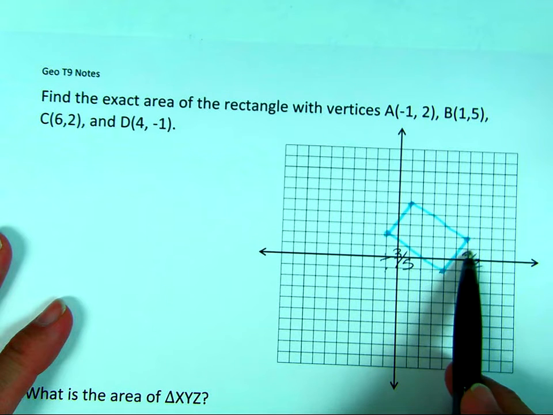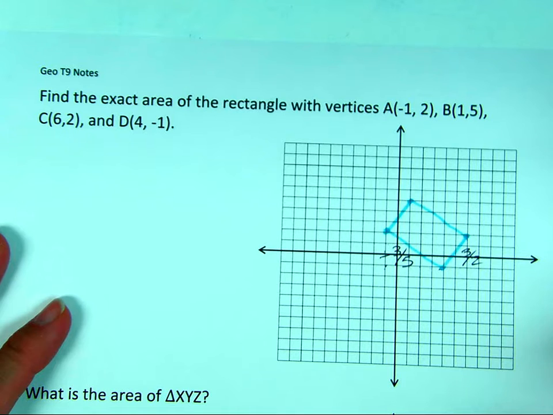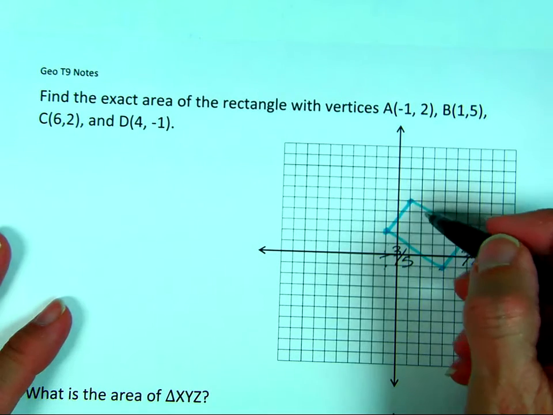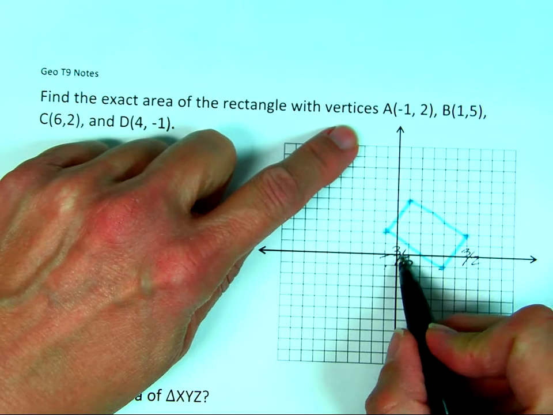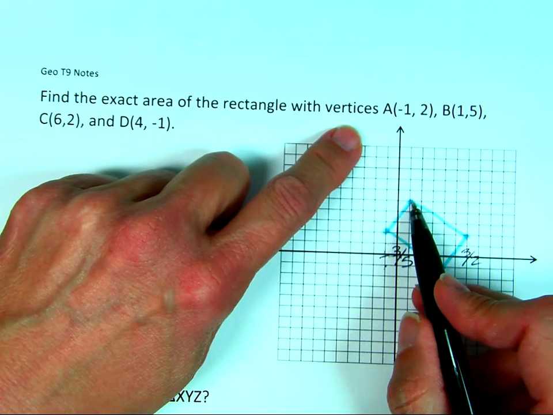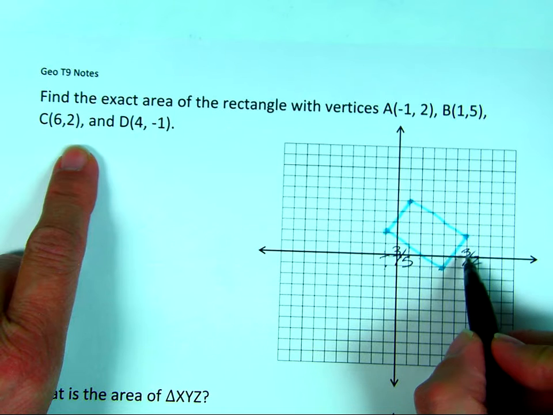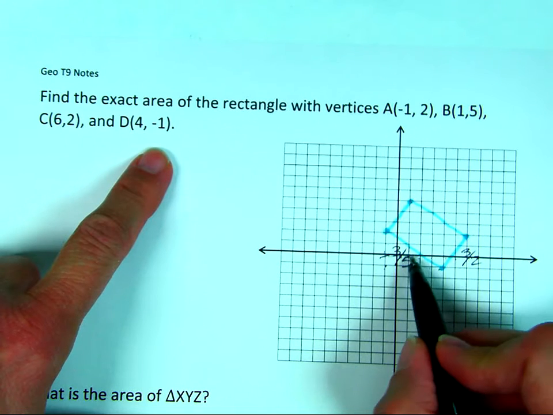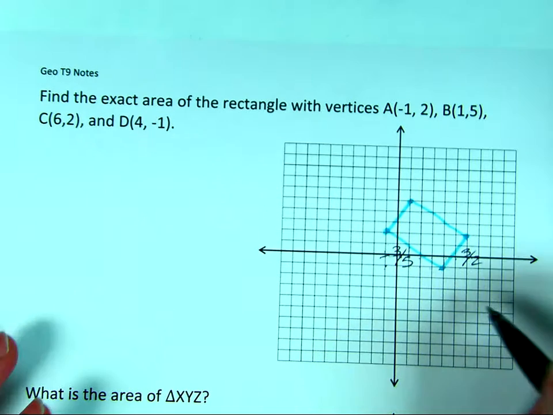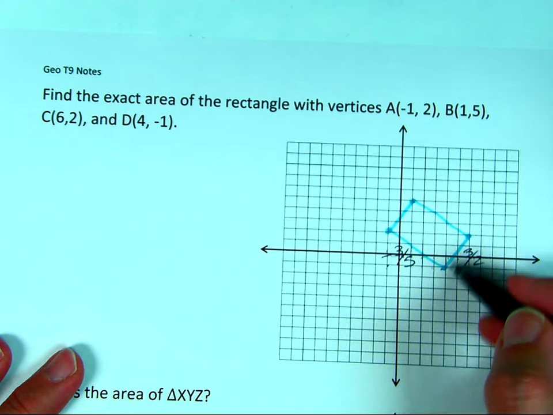You know why that's a problem? Because those are not perpendicular. So how are you going to find the area of that? I just want to make sure. This is negative 1, 2, a 1, 5, a 6, 2, and a 4, negative 1. Well, that's interesting. How are you going to find the area of that? If it was perpendicular, then we could just do length times width, but that is definitely not perpendicular.